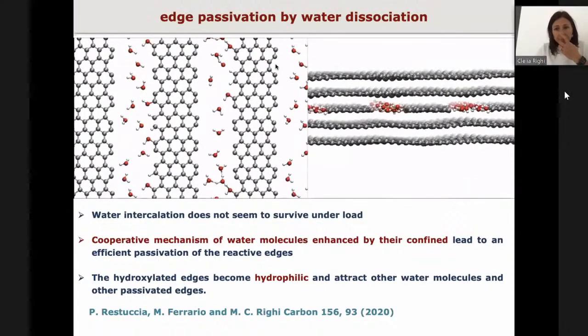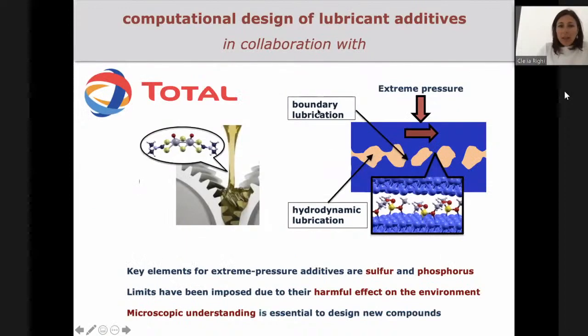Another research activity in my group concerned the study of the computational design of lubricant additives. In collaboration with Total, we study in particular extreme pressure additives, that are compounds that in boundary lubrication conditions, when the thickness of the liquid oil becomes so thin that direct metal-metal contact can take place, interact with the metallic surfaces and modify their chemical composition with consequent modification of the adhesion and resistance to sliding.